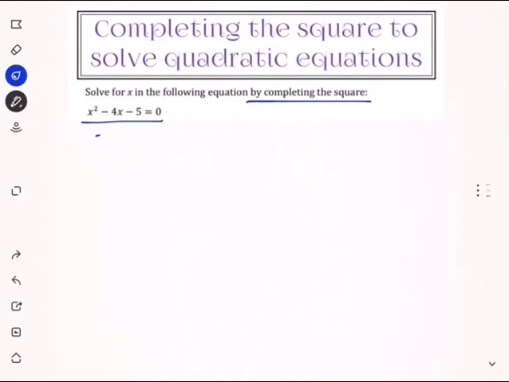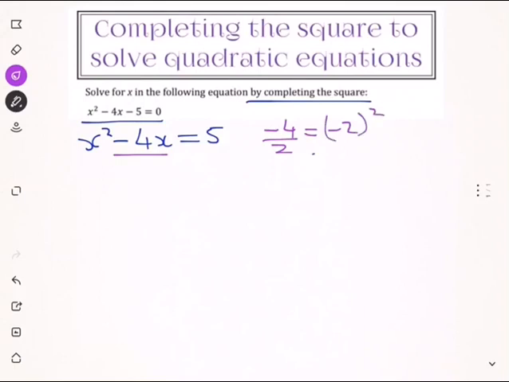That next step is to first take the constant, which in this case is minus 5, over to the other side. So minus 5 becomes positive 5 because we're taking it over. The next step then is to take our coefficient of x, which is minus 4, and we're going to halve this value, so divide it by 2. This is equal to negative 2. We then square that answer, which will then give us 4.